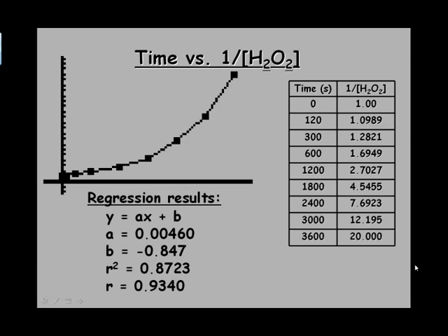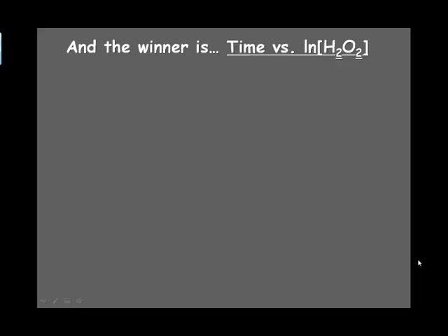0.8723. Again, you're looking for the correlation coefficient, the R squared, that is closest to 1, because that means that graph is the closest graph to a line. And that second graph that we created definitely was, just by looking at it, the closest one to a line. So the winner is time versus the natural log of the concentration of H2O2. Therefore, the reaction is a first order reaction.